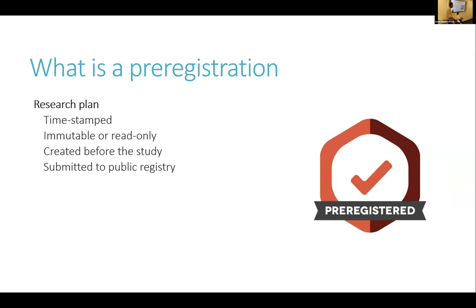At a high level, it's just a time-stamped document. You can't change it, and you typically do this before data collection. But you can write amendments after the fact. So you might pre-register at the beginning, and then write another pre-registration when you collect more data, so you can do it in a phased way. But typically it's done before the study. And then you submit it to a few websites.